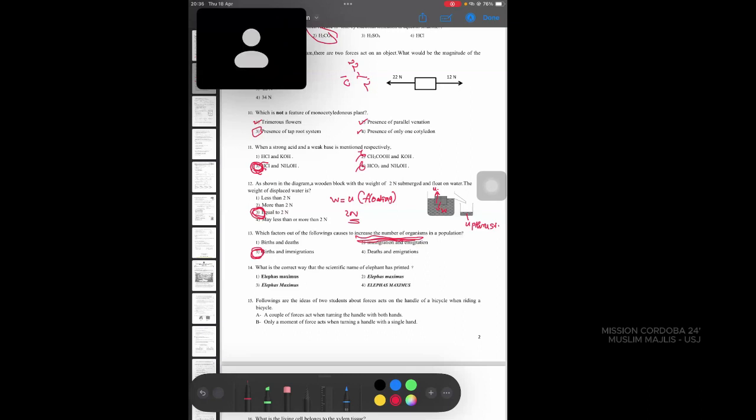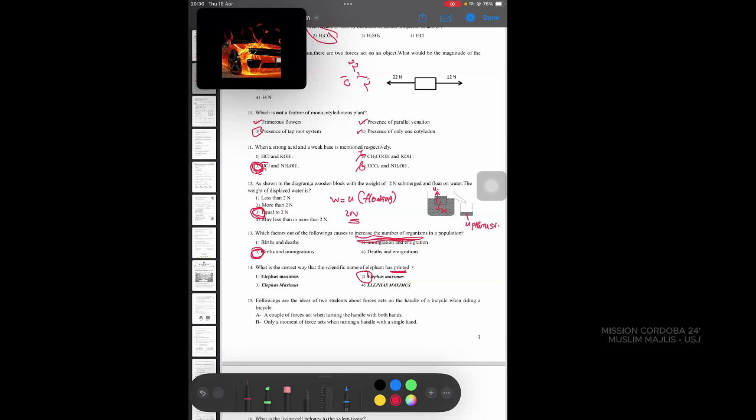The scientific name of the elephant is printed. Second one. Good. It should be italicized. There should be 2 parts, the generic name and the specific epithet. In the generic name, the first letter should be capital. In the specific name, the first letter should be simple, and it should be italicized.